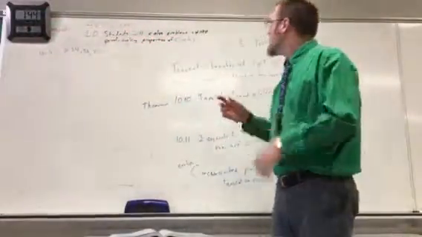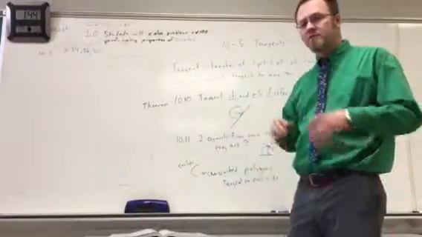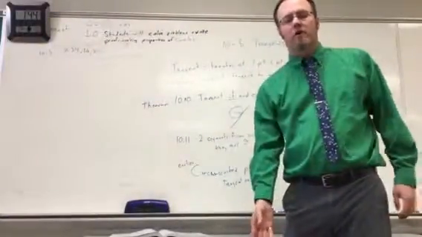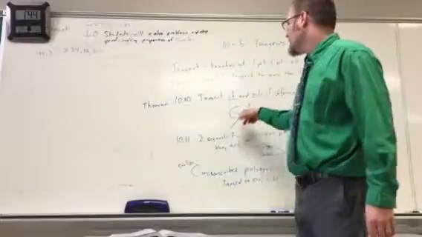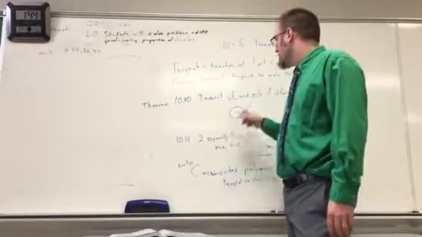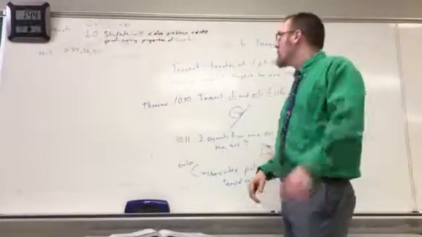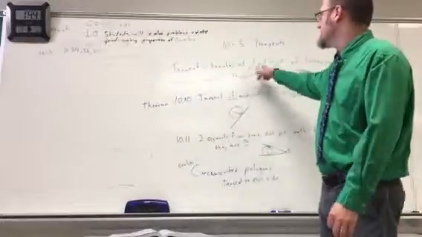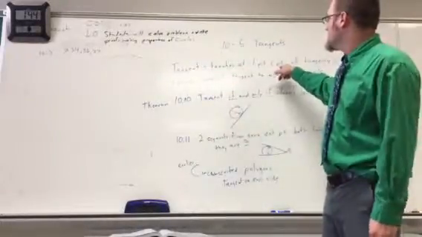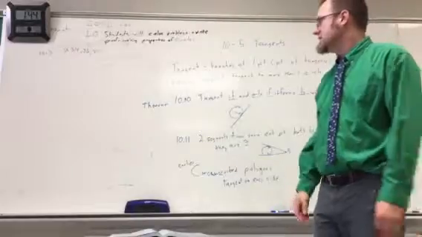I'm here to talk to you today about lesson 10.5 over tangents. Tangents are a specific line that will go out near a circle and touch at one point. Okay, so make sure you get tangent. It touches at one point, and that's called the point of tangency.